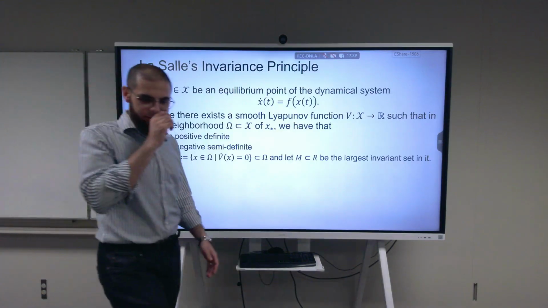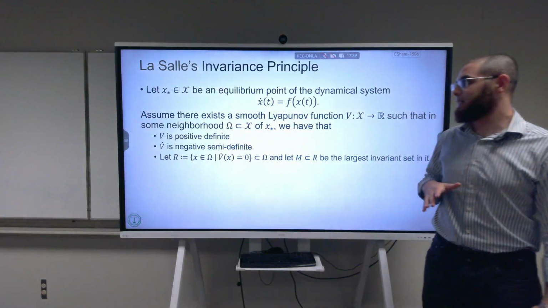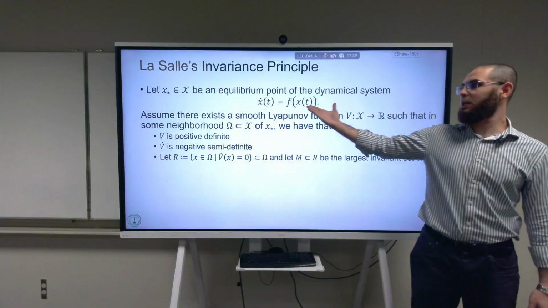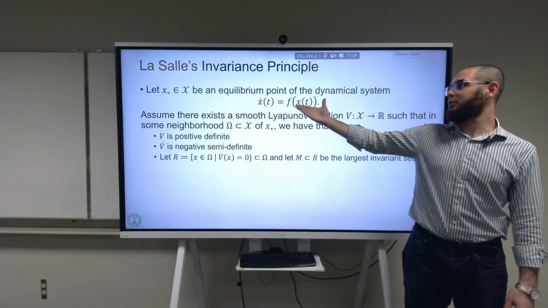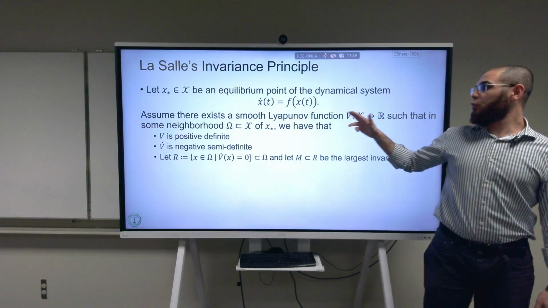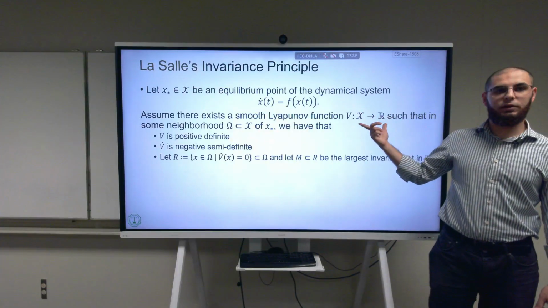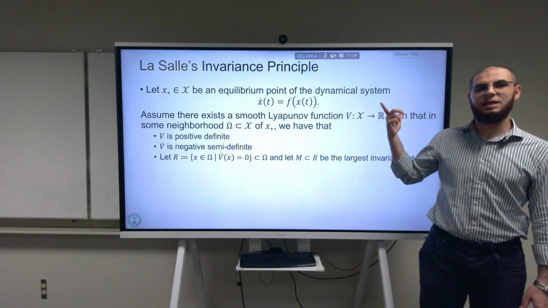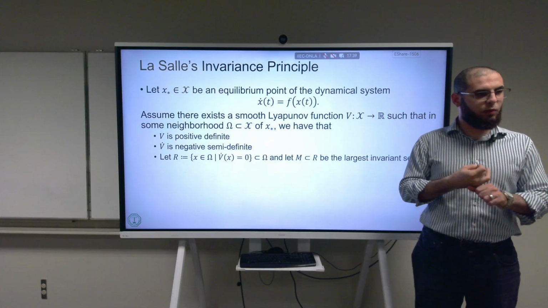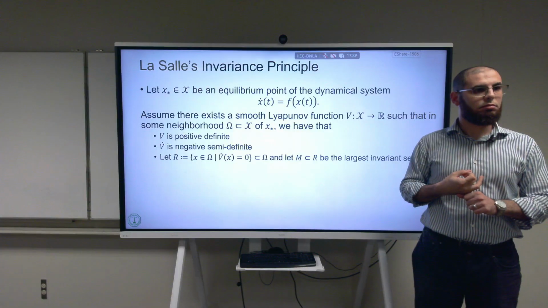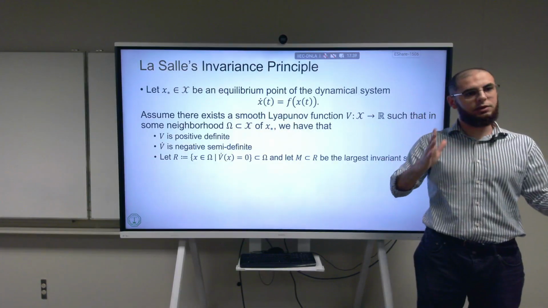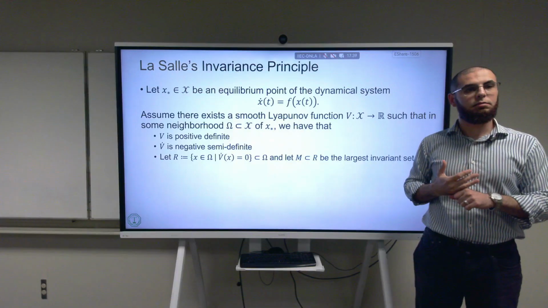Now this is how LaSalle's invariance principle goes. It says: let x star in the state space be an equilibrium point of the dynamical system given by this ordinary differential equation, x dot equals f of x and t. Assume that there exists a smooth Lyapunov function. So we have already found the Lyapunov function. When we say a smooth Lyapunov function, what does that imply? It's differentiable. If we say it's C infinity, then it means it's infinitely differentiable. So that's already implied. What else?